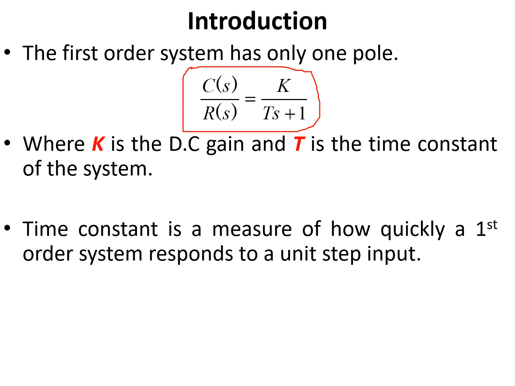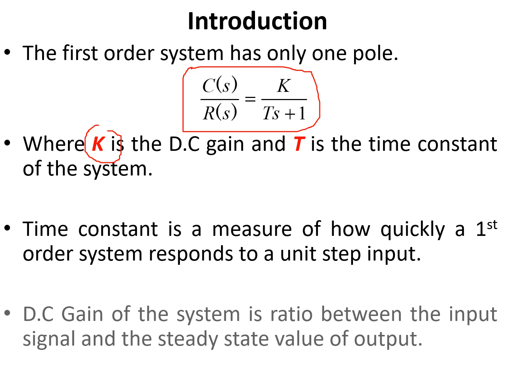So here the time constant is a measure of how quickly the first order system responds to a unit step input. So this is a constant that is a measure of the quick response of the first order system for the given step input. And DC gain of the system is the ratio between the input signal and the steady state value of the output.